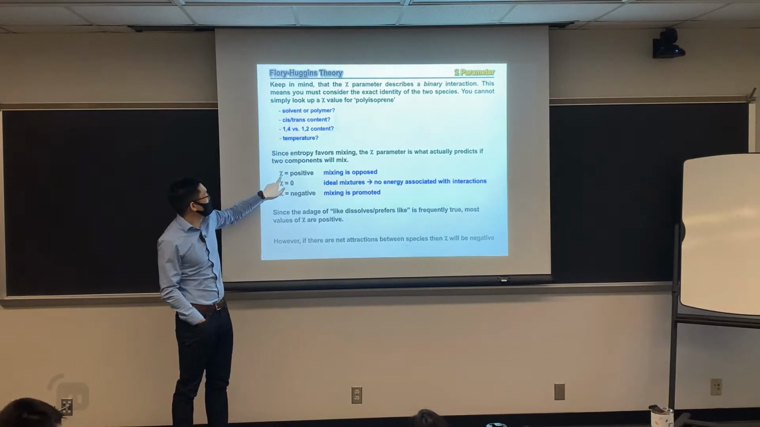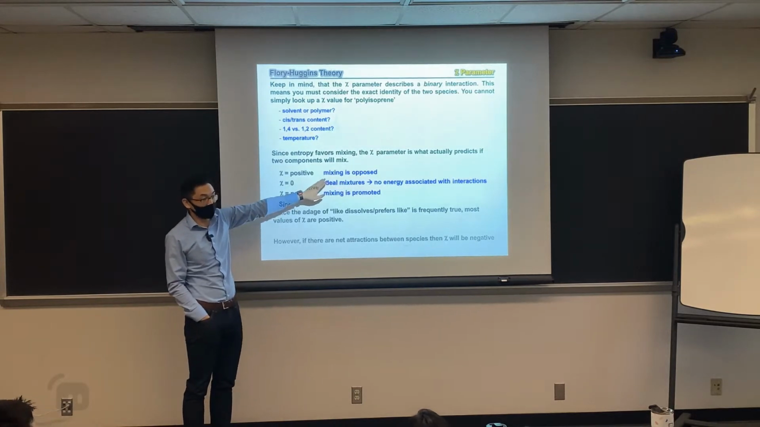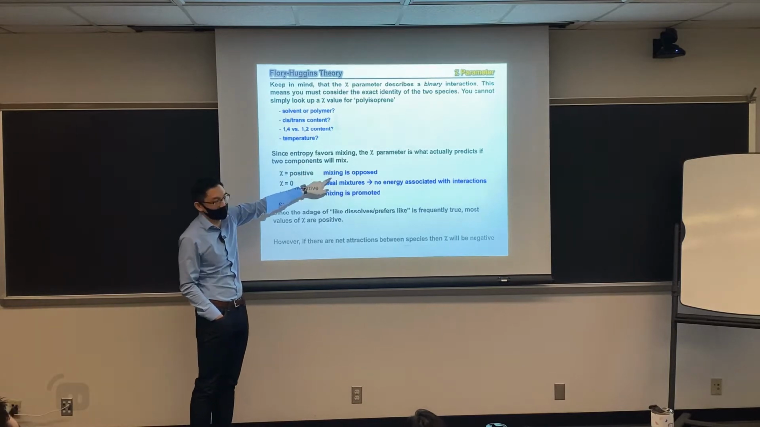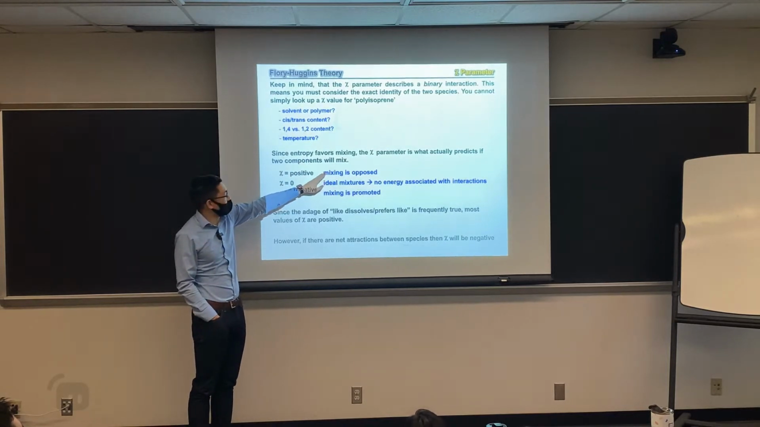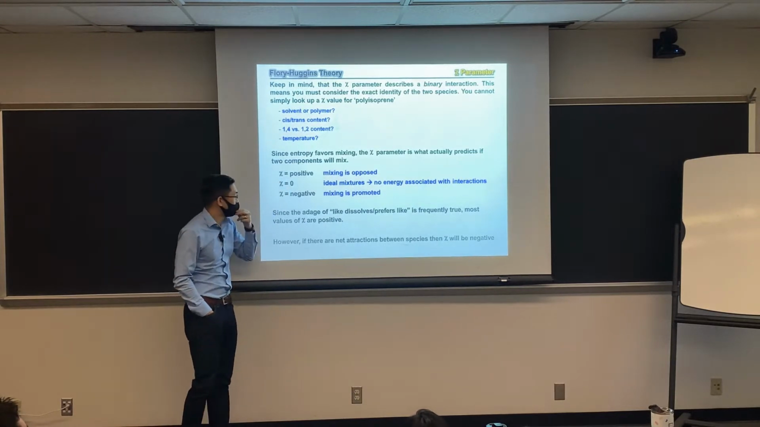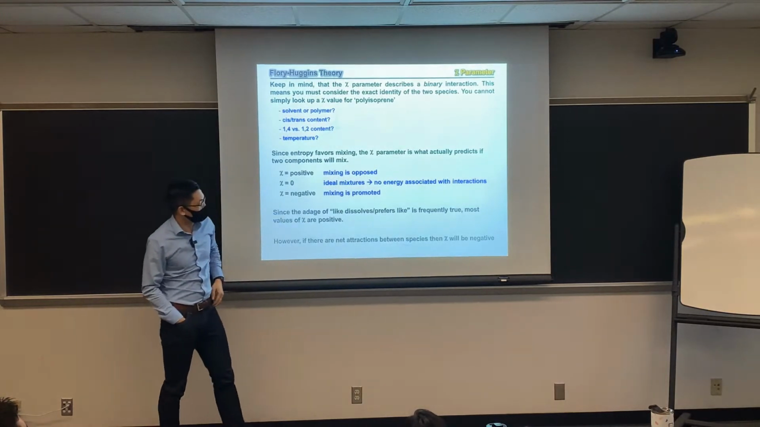If chi is positive, mixing is opposed from an enthalpy perspective, but they still need to go through a competition between entropy and enthalpy. So mixing is opposed by chi, but it needs to be considered as a whole. What is delta G for the system? If it's negative, mixing is always going to be promoted, okay?